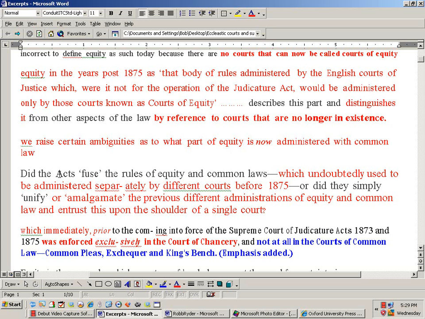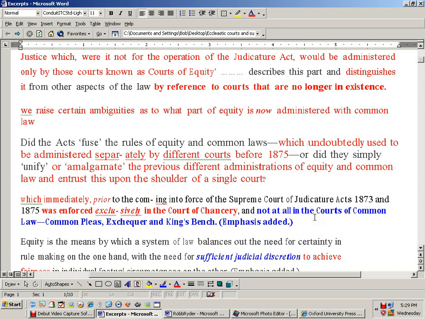So continue on here. So did the acts fuse the rules of equity and common law, which undoubtedly used to be administered separately by different courts before 1875, had two different courts, two different set of rules? Or did they simply unify or amalgamate the previously different administrations of equity and common law and entrust this upon the shoulder of a single court? So they're saying that there's only one court that has jurisdiction in law and equity. So, which immediately prior to the coming into force of the Supreme Court of Judicature Act 1873-1875 was enforced exclusively in the Court of Chancery, right? So, equity used to be the Court of Chancery, period. It was the only place you could go. And not in the courts of common law, which were the Common Pleas, Exchequer, and King's Bench.